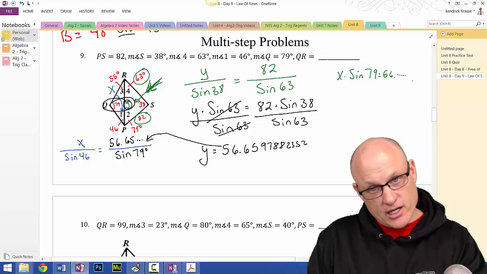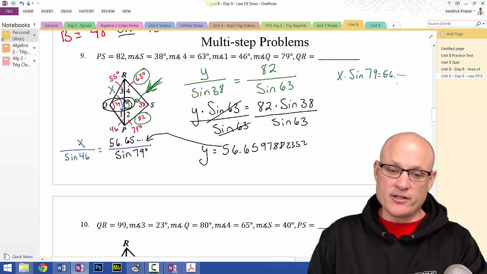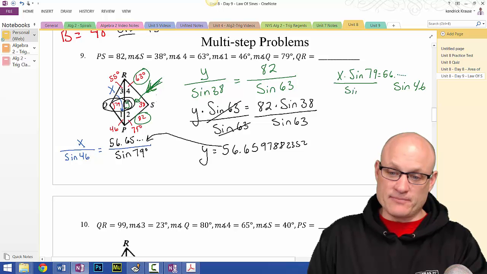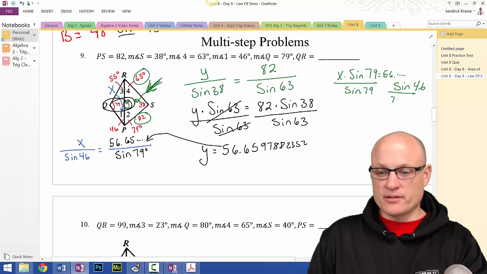You should write that out on the test. Don't be lazy like I am. I'm just trying to save some time. It's late. I'm tired. Times the sine of 46. To solve for x, I'm going to divide by the sine of 79.